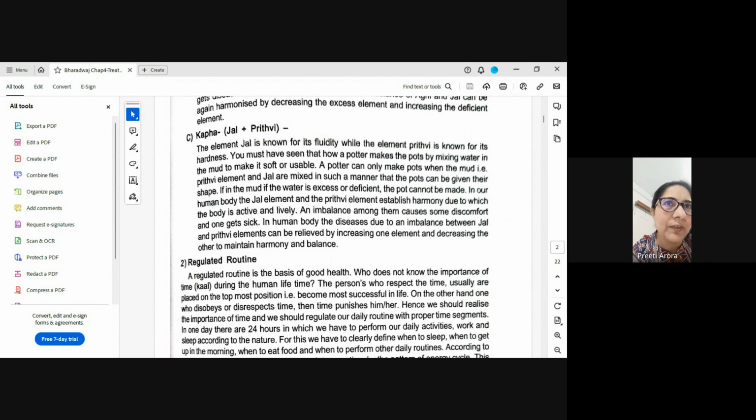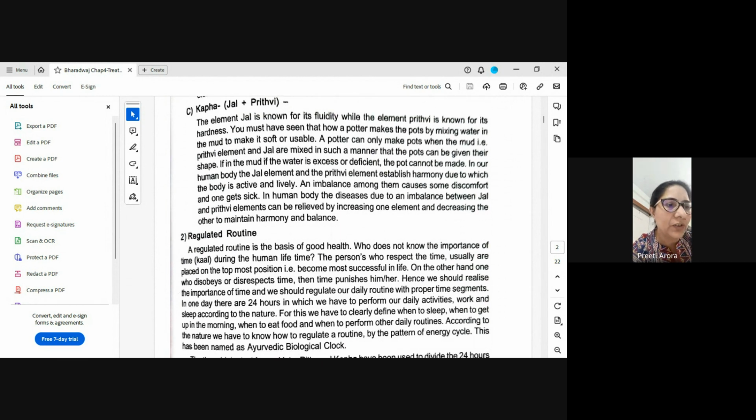Similarly, if I give you an example from our daily life, take the flour that we have in a kitchen. If you don't add water to it, that flour will never come together to make a roti or a pizza base. So we need Jal with Prithvi in order to form something. Correct? So moving ahead.